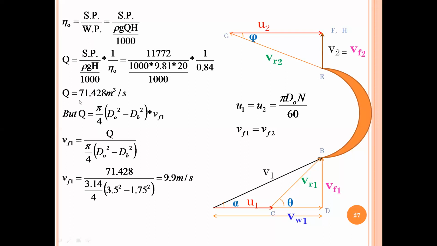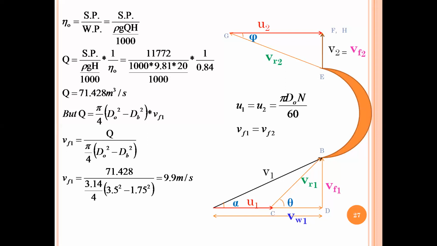Again, for discharge, the standard formula in Kaplan turbine is equal to pi by 4 into outer diameter square minus diameter of the hub or boss square into VF1. So using this, I can calculate the value of VF1. Substituting the values, I'll be getting VF1 is equal to 9.9 meter per second. Here I've calculated only till 1 decimal, but please calculate up to 2 to 3 decimals, it's always better.